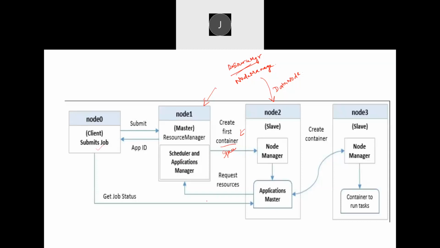It will request resources from the scheduler. The scheduler knows how the spaces are allocated, and it will give them. Is this clear, guys? So it will keep going for every node. This is how it works.